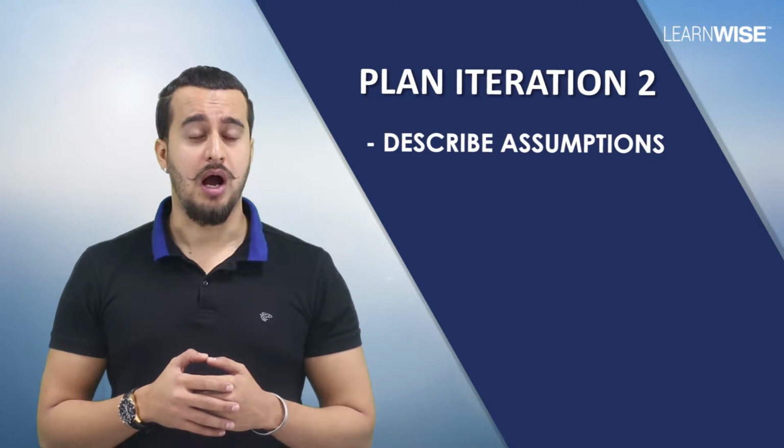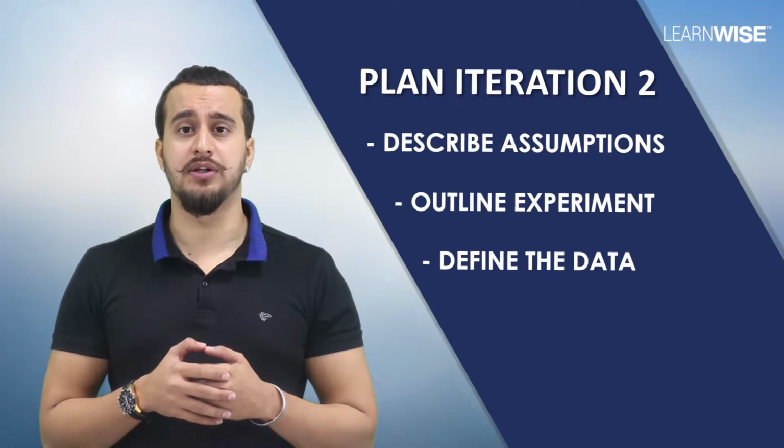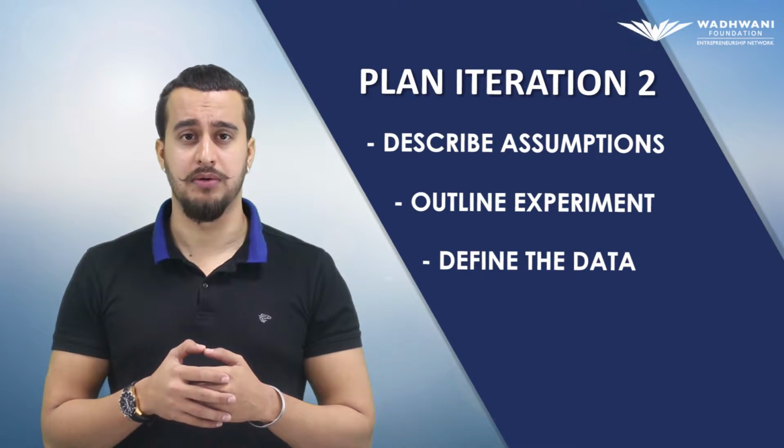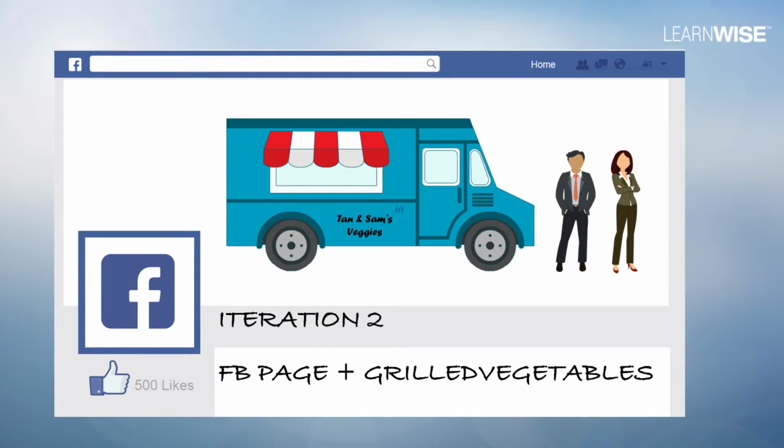Now that you have planned iteration 2 by describing the assumption, outlining the experiment, and defining the data that you are going to measure in the test card section of the MVP board. What's next? You may need to make further changes to your MVP to test iteration 2. For example, you may need to add some features relevant to the experiment in iteration 2. Taking a food truck example ahead, in the first iteration we only had the FB page, while in the second iteration, grilled vegetables was also added in our MVP.